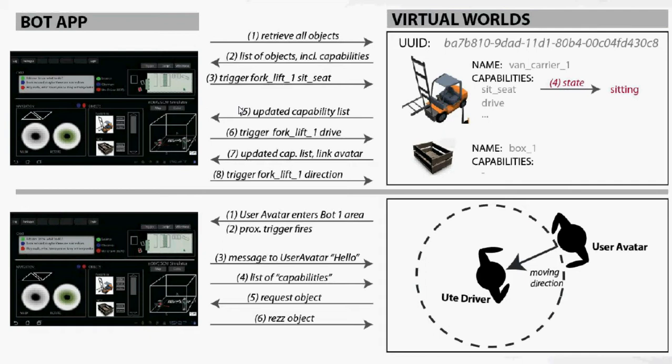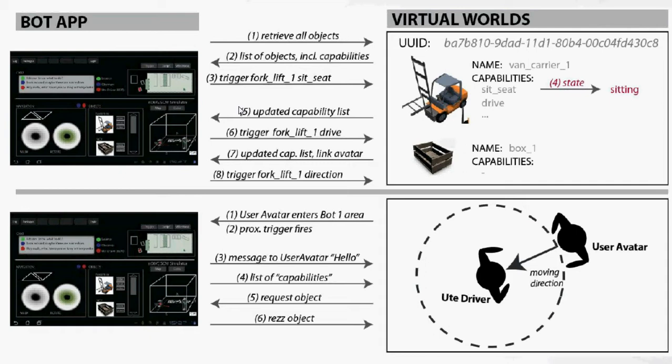And the other one is an example for the communication. When you have the app, you send a command to retrieve all objects, to get a list of all objects that exist back. And based on the capabilities that the objects have, you trigger certain things, like trigger forklift 1, sit on the seat, which means that the bot should sit on a seat in forklift 1. You get updates and you can send other commands, so it goes back and forth.